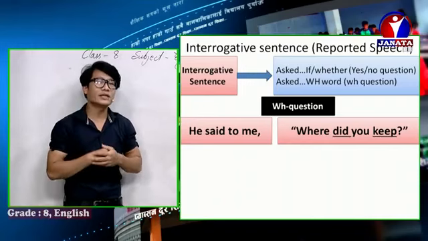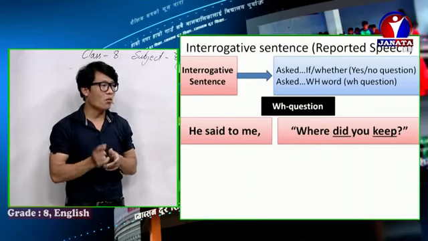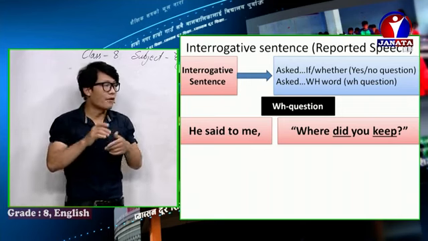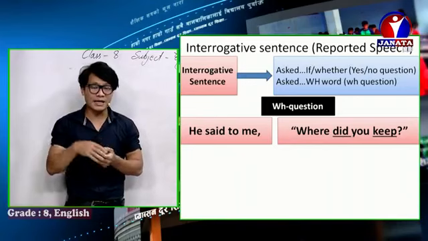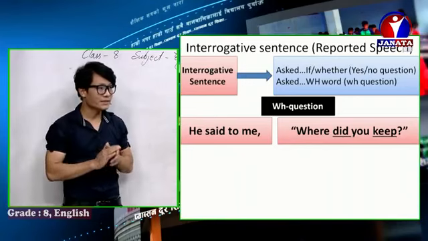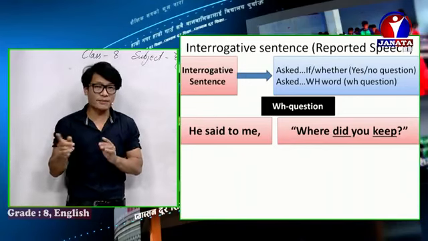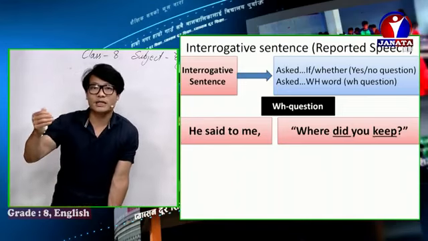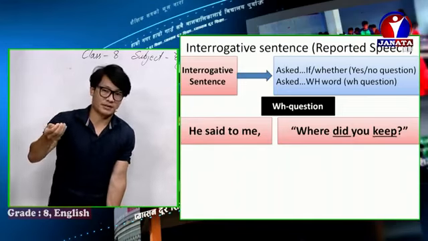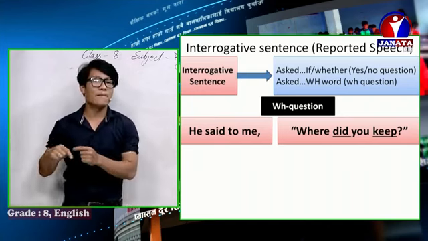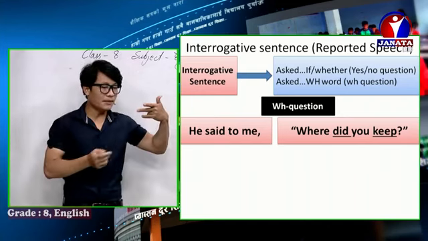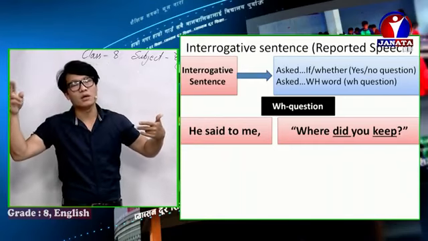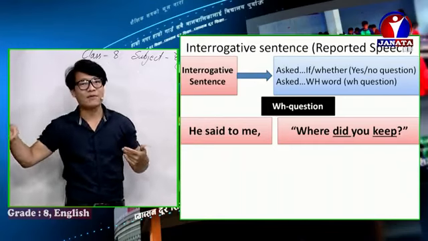So what is the subject? You is there. Where did you? And you should be changed according to the object of reporting. So there is a me, and it changes into I. Did you keep? Did you keep means this is a simple past. Simple past should be changed into past perfect. Simple present changes into simple past, and simple past changes into past perfect. And past perfect, no change.